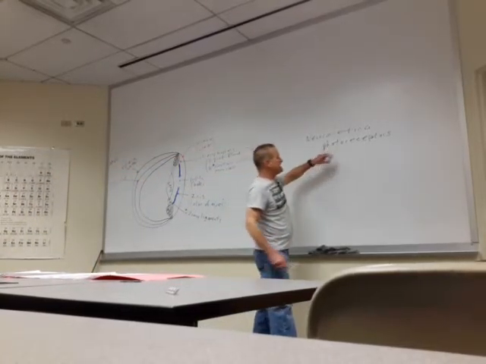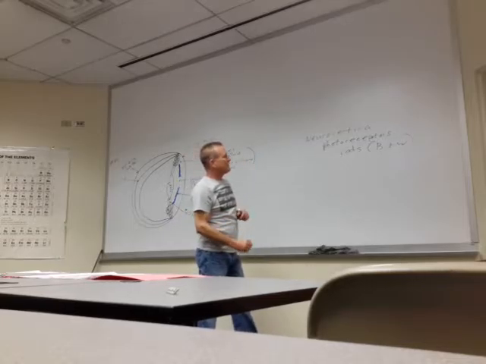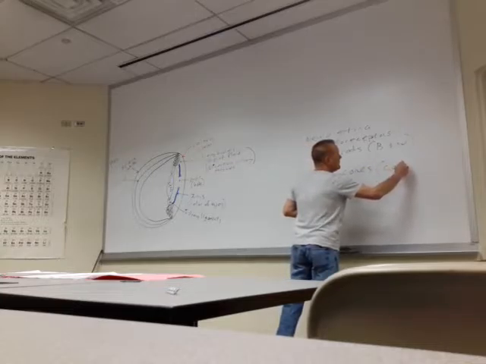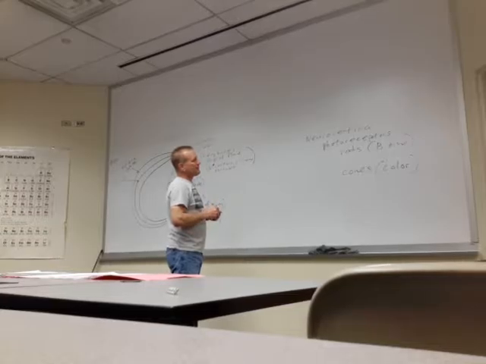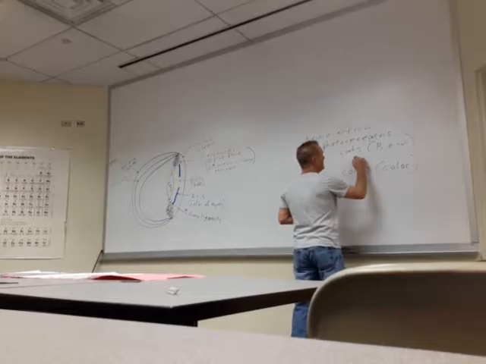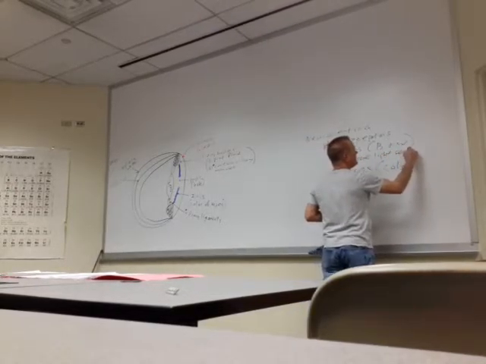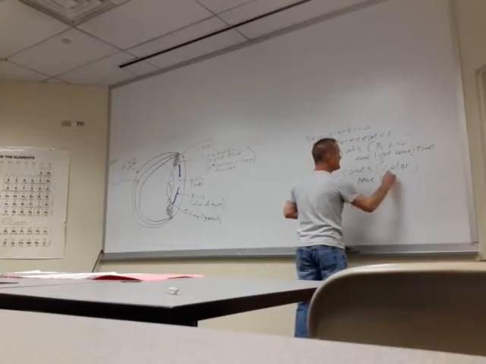We've got two basic types of photoreceptors here. Rods, which give you black and white vision only, no color, and cones, which are what give you the color vision. The rods are more light sensitive, and the cones are less light sensitive.